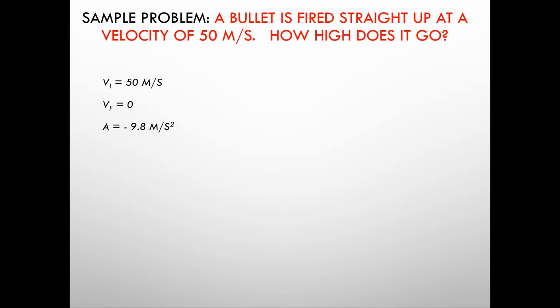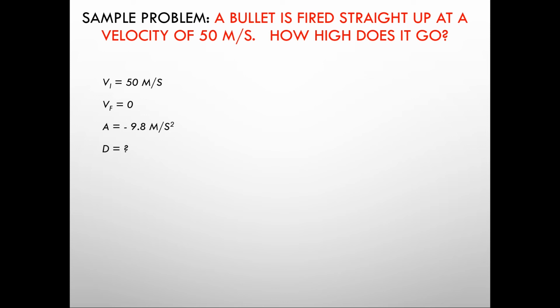We say negative because the gravity is slowing down the bullet. On the way down, gravity would actually be positive because it will be working to speed up the bullet on the way down. And we're looking for d. We're looking for the total displacement of the bullet. So knowing these things, you can pause here for a second if you want to try and figure out which of your equations would be best suited to this problem.